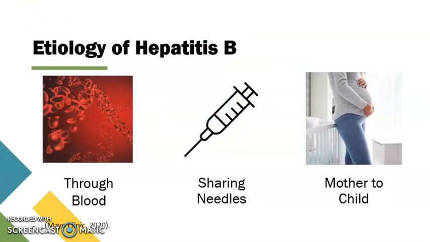Moving on to the etiology of hepatitis B. The cause of hepatitis B infection is HBV, which is hepatitis B virus. The virus can be spread from person to person through blood, body fluids, and semen. However, sharing food, sneezing, or coughing does not pass the virus from person to person. In addition, sharing of needles, sexual contact, accidental needle sticks, and mother to child while delivering a child would spread the hepatitis B virus.